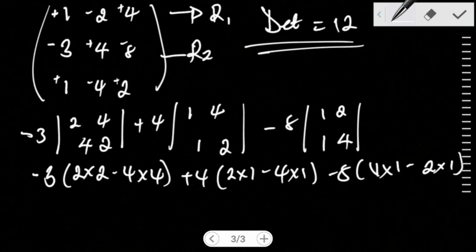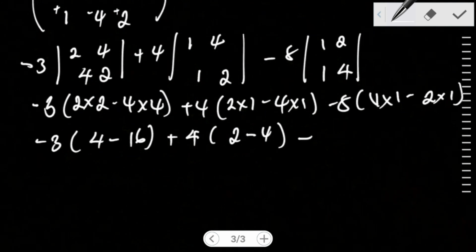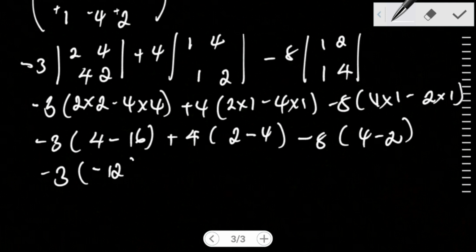Therefore, we're going to have negative 3 into (4 minus 16), plus 4 into (2 minus 4), minus 8 into (4 minus 2). So this is going to be negative 3 into negative 12, plus 4 into negative 2, minus 8 into 2 in this case.